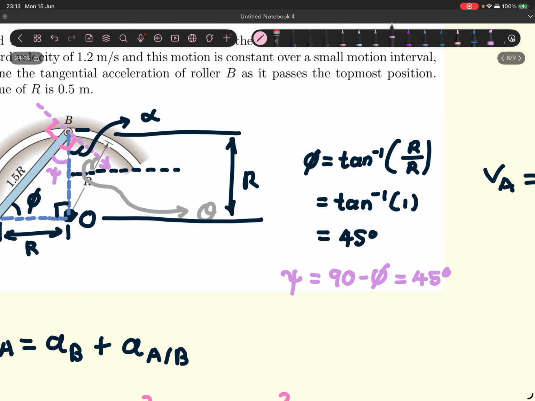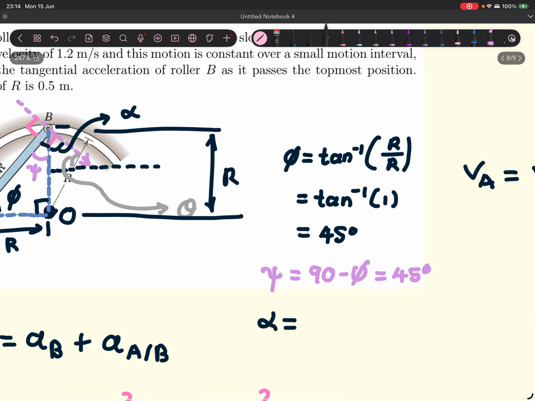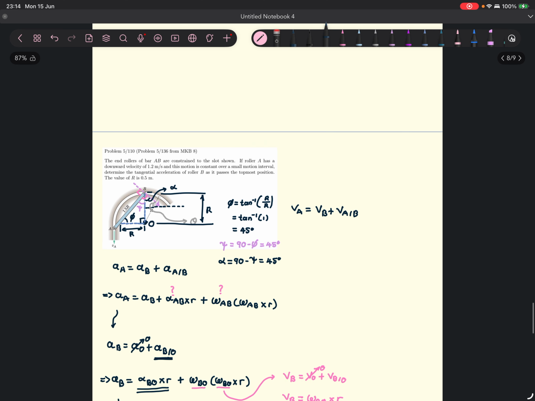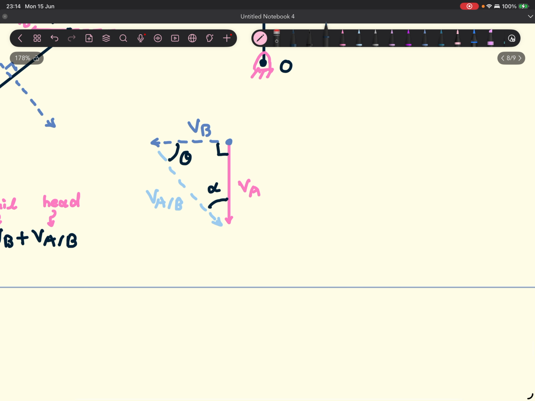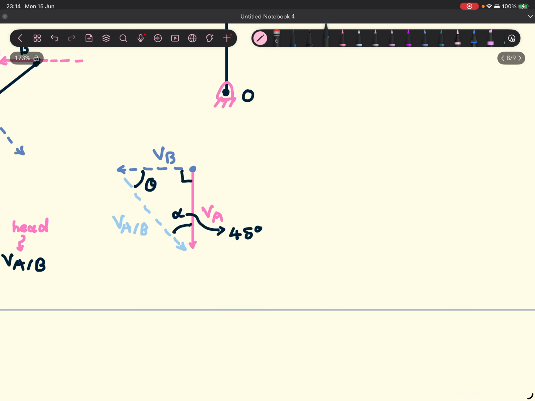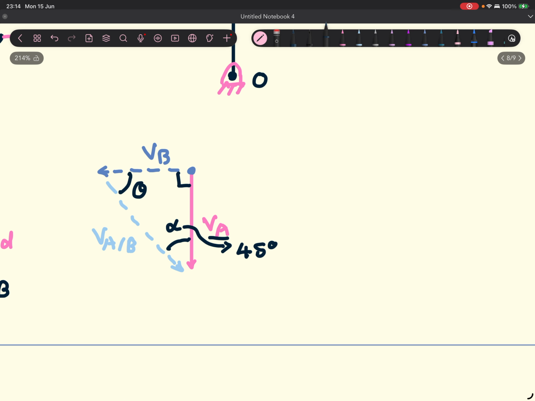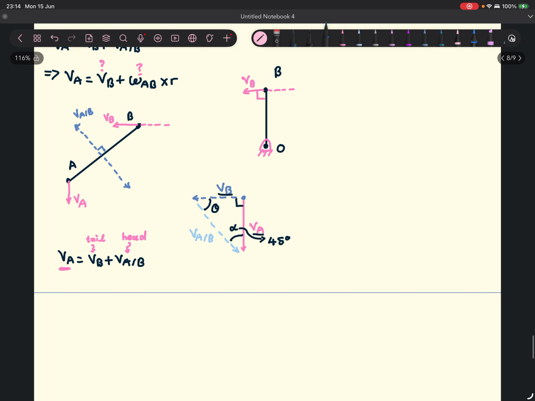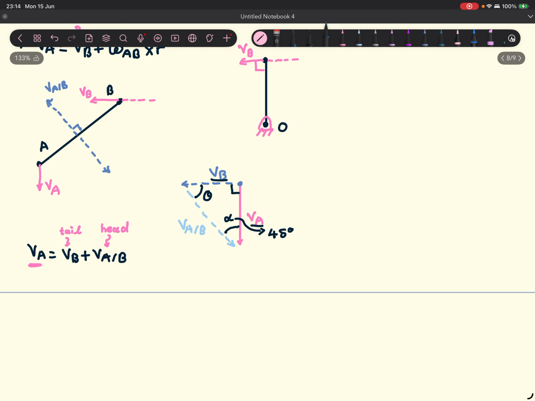And then alpha is equal to, because this entire angle here is 90, alpha will be equal to 90 minus phi, which is then again 45 degrees. So that angle over there is 45, right? And then that will give you that VA and VB are the same. Cool. So they're the same in magnitude.